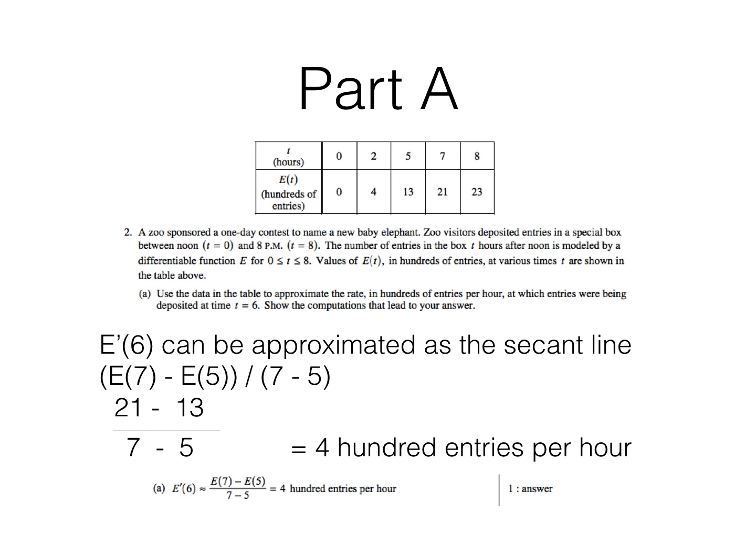So what we can do is approximate E prime of 6 as the secant line. We're going to do E of 7 minus E of 5 over 7 minus 5, which we're going to find is 400 entries per hour. And if we take a look at our answer key, we're going to find that that's exactly what the folks over at the College Board did. They did E prime of 6 is approximately the secant line, E of 7 minus E of 5 over 7 minus 5, and they got 400 entries per hour.